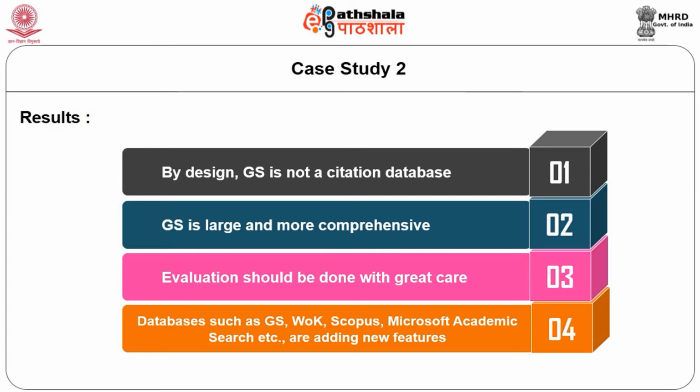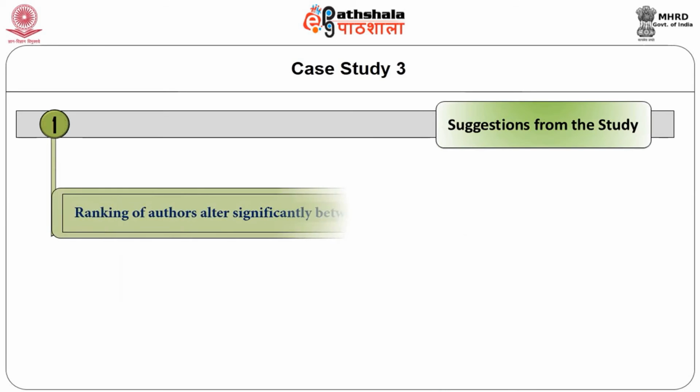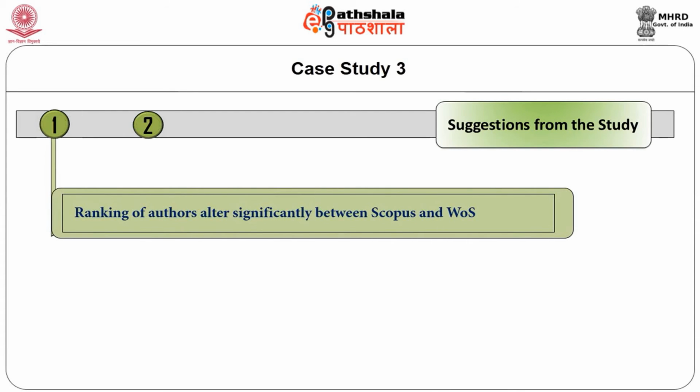Let us conclude by taking up another study by Mayhew and Young. They studied the impact of data sources on citation counts and ranking of LIS faculty, Web of Science versus Scopus and Google Scholar. Some of the suggestions made by them include that Scopus and WOS, Web of Science, could significantly alter the ranking of authors.